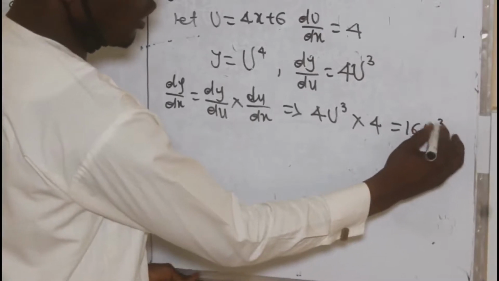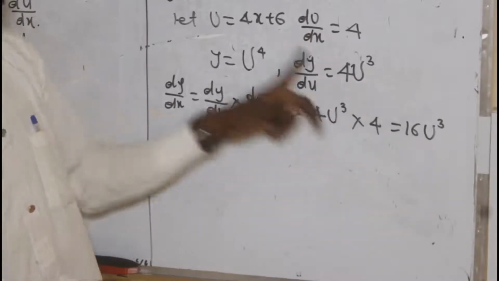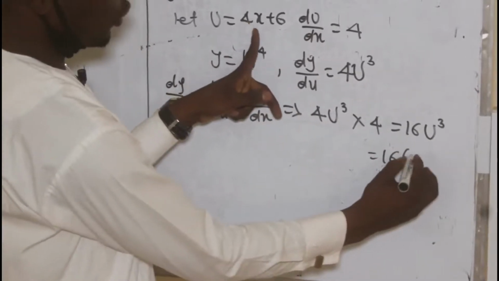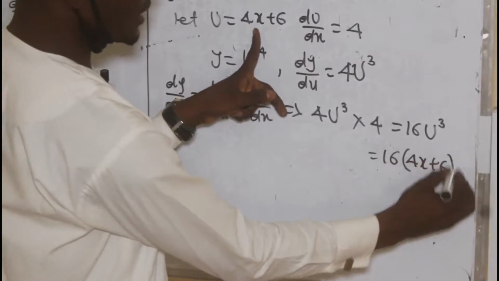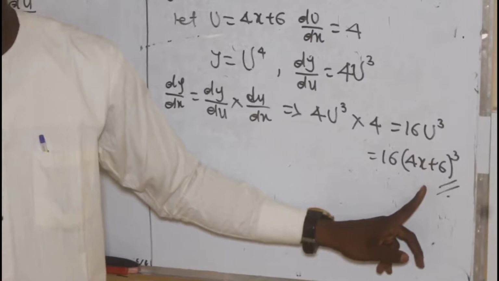16 u raised to the power of 3. Are we together? So just substitute your u back. What is our u? What do we let it to be initially? 16 into 4x plus 6 raised to the power of 3. Do you know the reason why you must substitute it back?